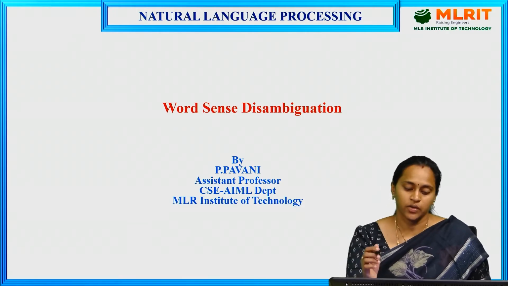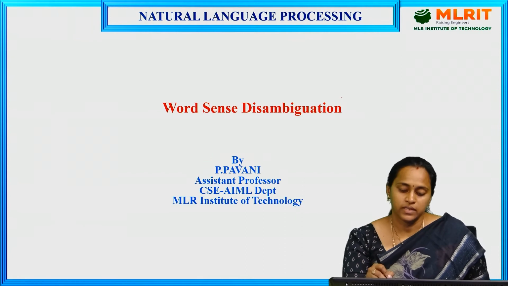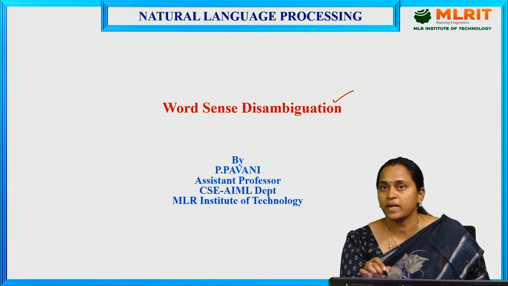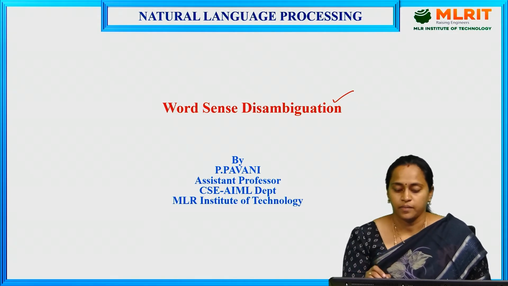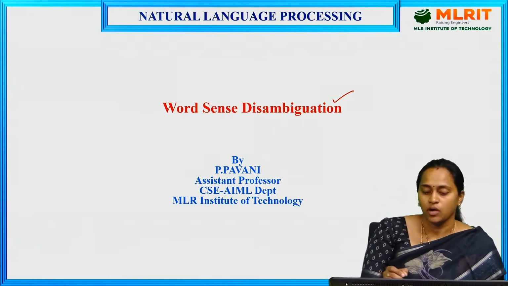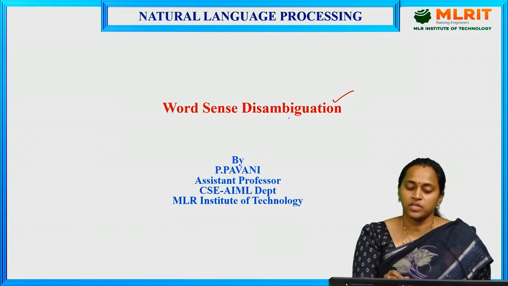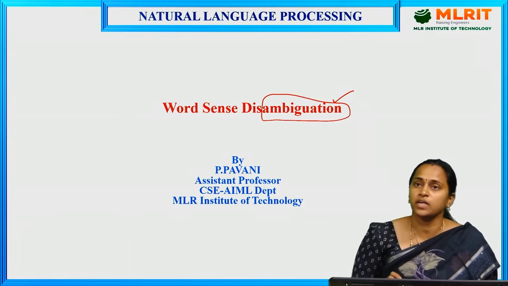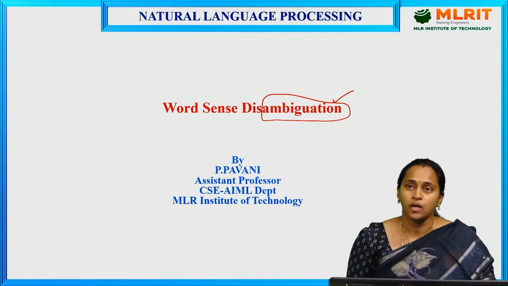Today I would like to give a session on word sense disambiguation. In the previous video we discussed semantic analysis, and today we discuss word sense disambiguation. We already discussed the meaning of ambiguity and the types of ambiguity in the previous session.